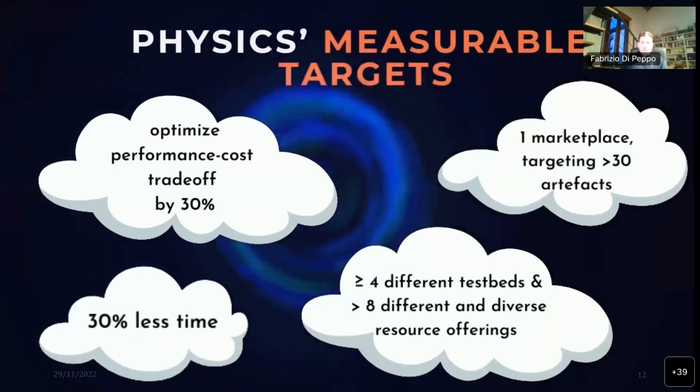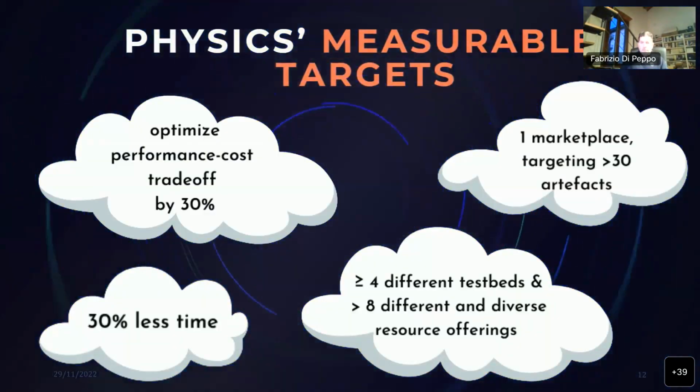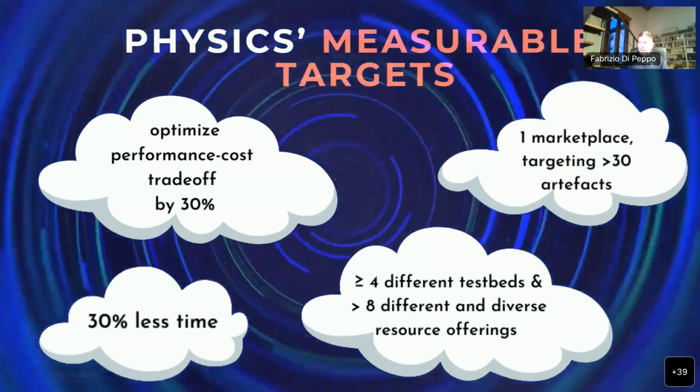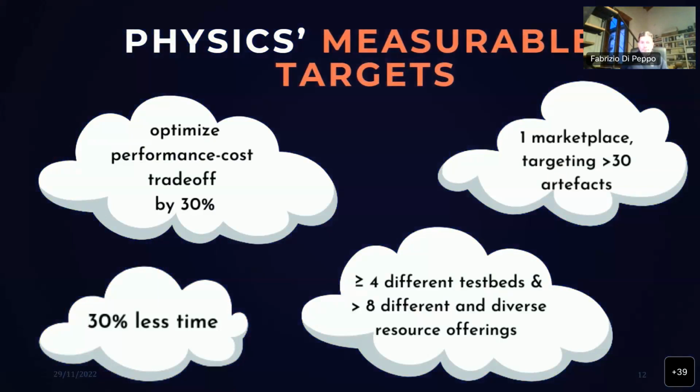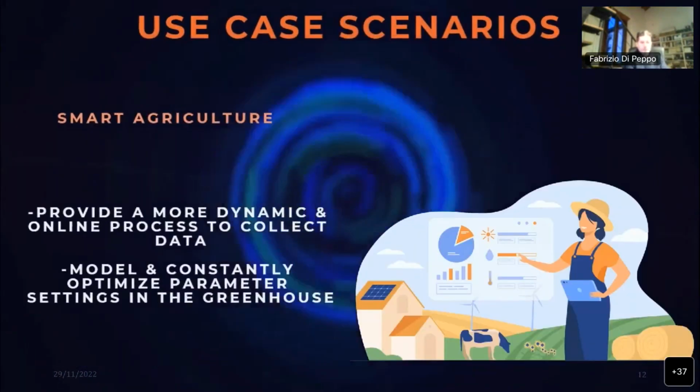Some of the project's measurable targets include the minimization of service creation, configuration and deployment time by 30% and the optimization of the performance cost trade-off by 30%, the creation of 4 or more different test beds interconnected and tested during the project lifetime with more than 8 different and diverse resource offerings, as well as the creation of a marketplace with diverse artifact categories, targeting more than 30 artifacts.